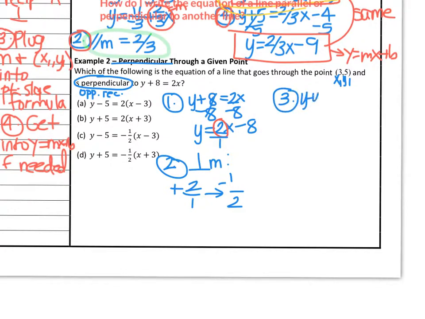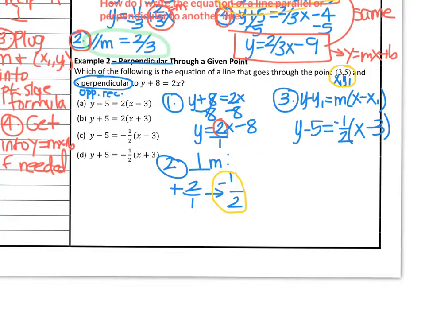So let's just write it down really quick. Equals m parentheses x minus x1. Okay, so the things that we need in order to do that was our new slope of negative 1/2 and our point of 3, 5. They're both positive, so when we plug them both in, they're both going to turn negative. So I'm going to do y minus, our y1 is 5, equals negative 1/2 is our m, parentheses x minus 3.